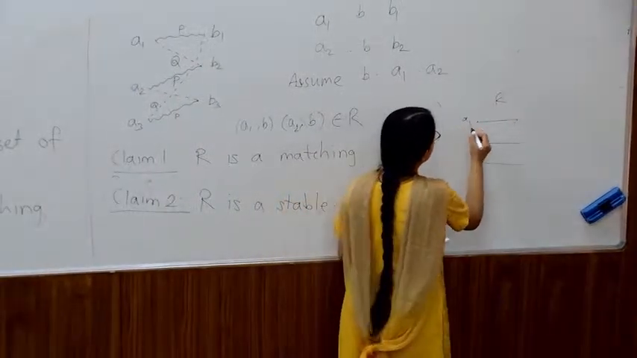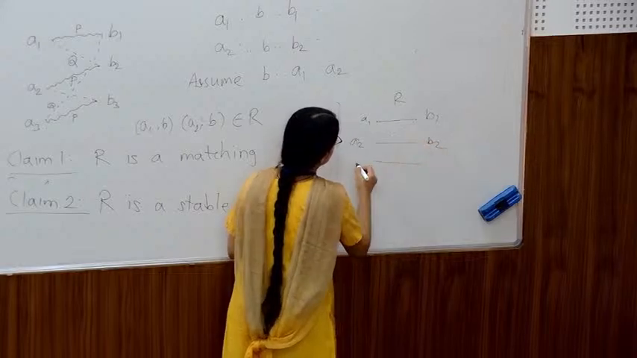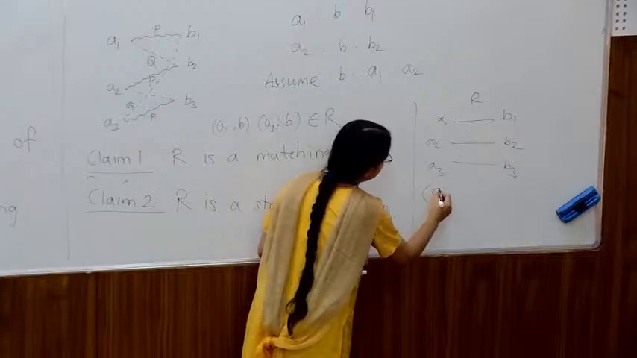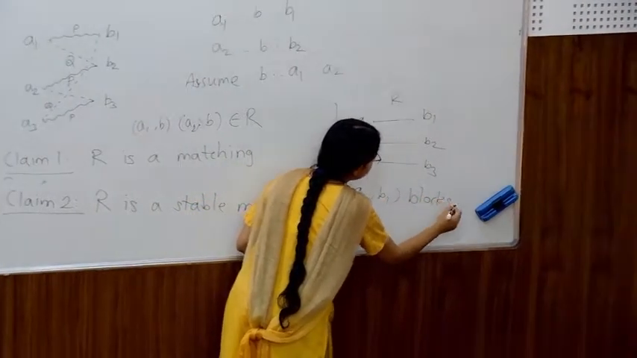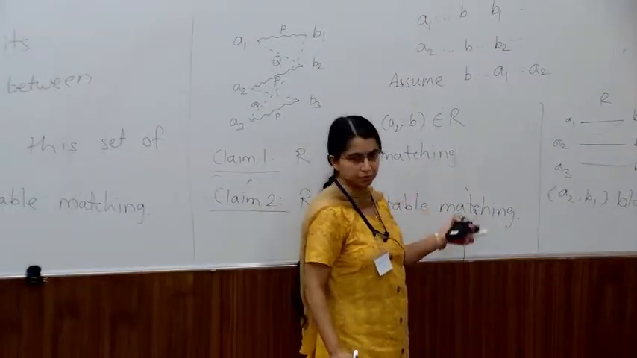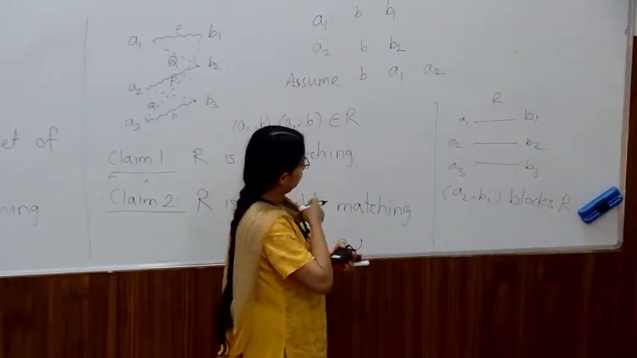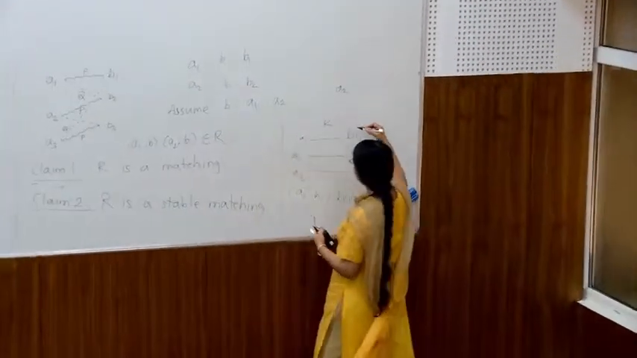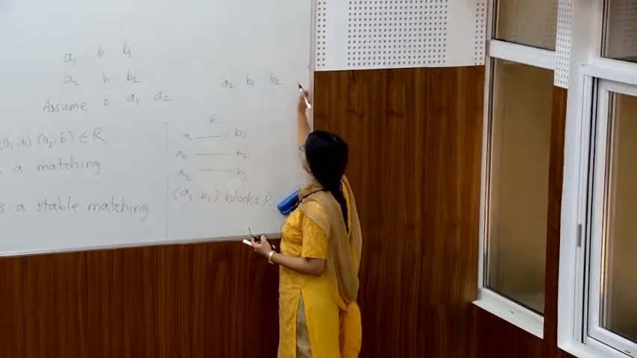So suppose without loss of generality that these are R edges. And suppose A2B1 blocks R, because of which R is not stable. It can have many more blocking pairs, but this is one of them. Now what would happen? So clearly A2 prefers, because this is a blocking pair, A2 prefers B1 more than B2, right?